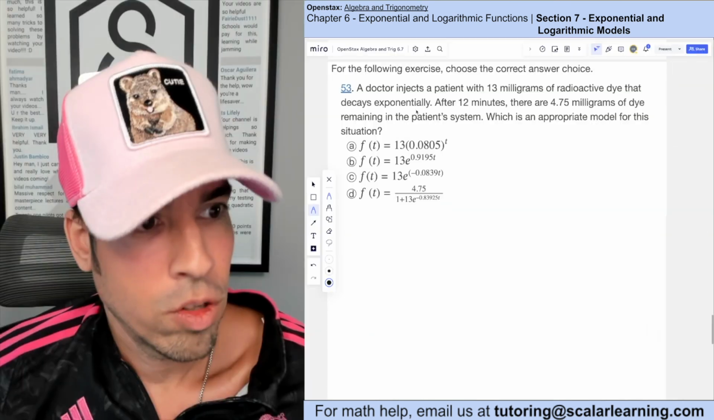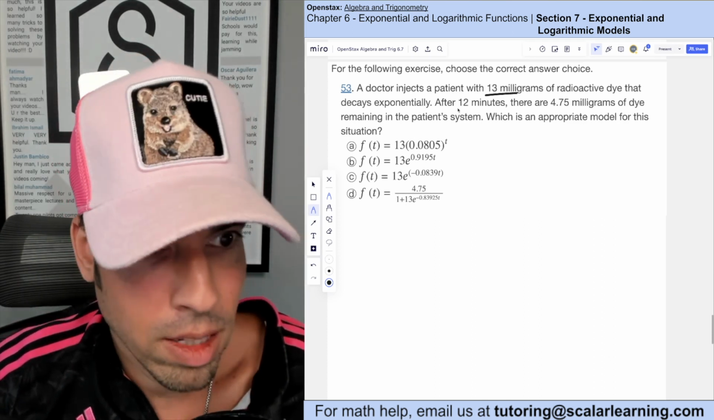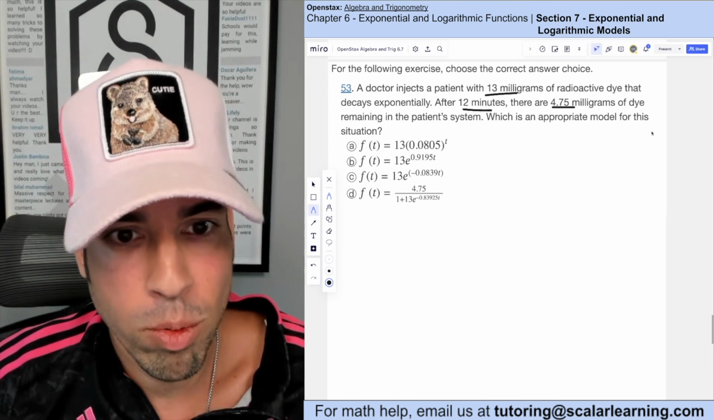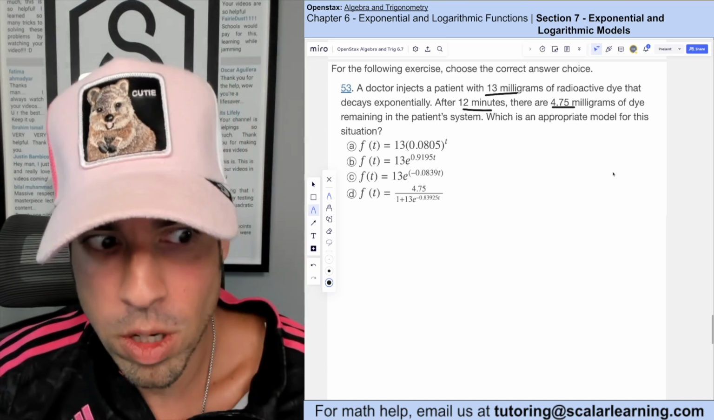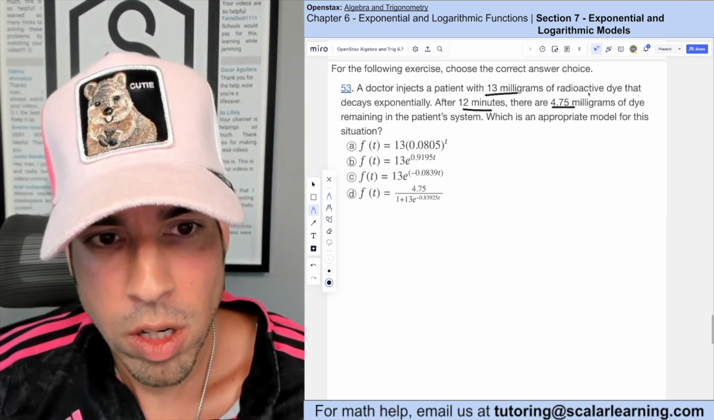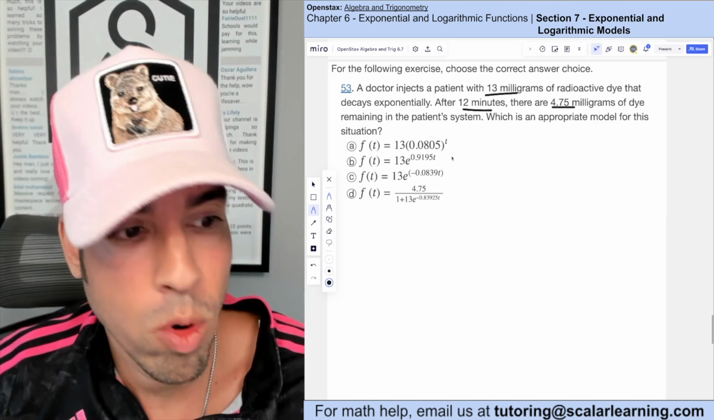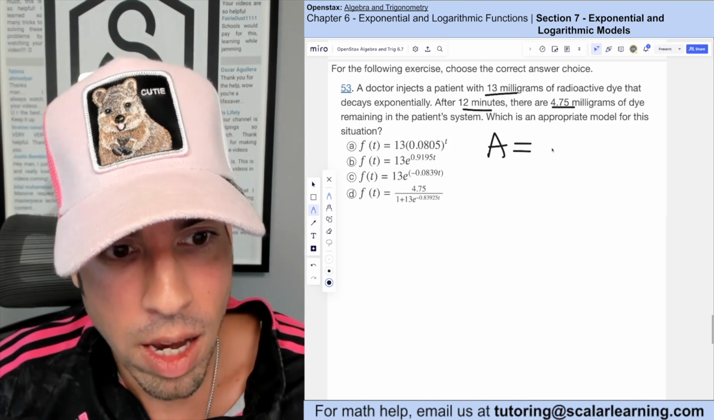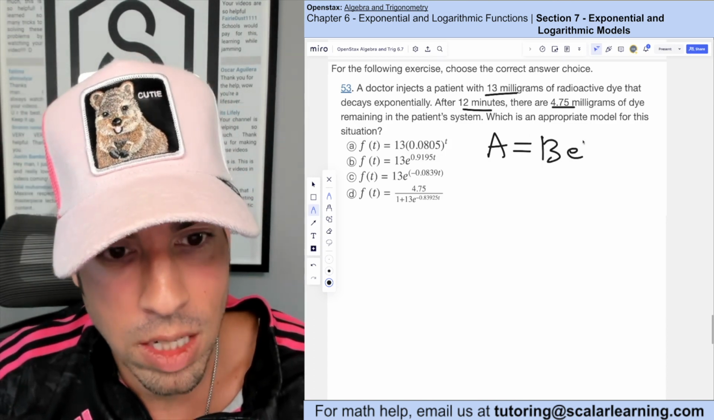Boom, done. So for this one, it says a doctor injects a patient with 13 milligrams of radioactive dye that decays exponentially. After 12 minutes, there are 4.75 milligrams of dye remaining, which is an appropriate model for the situation. So for me, right off the bat, we're talking about exponential decay, and a logistic function doesn't make sense. So I'm actually rolling with one of these exponentials. So let's think about a model. We know it's A equals my initial amount, which is 13 milligrams, times e to the rt.